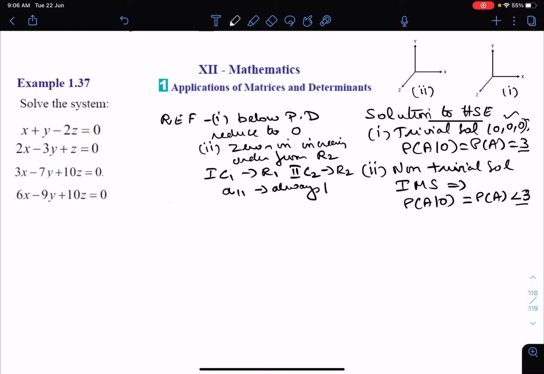Today we are going to see example 1.37. Solve the system. They have given 4 equations with the 3 unknowns x, y and z. On the right hand side, if you notice, it is all 0. That means this is called a homogeneous system of linear equations. And in a homogeneous system of linear equations, we know we'll get the solution in 2 types.